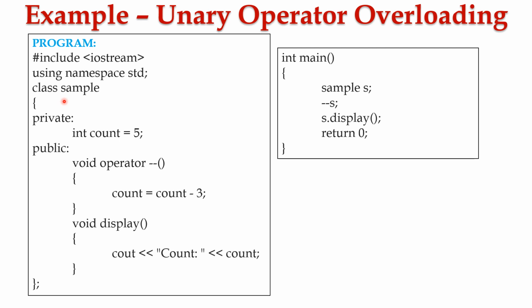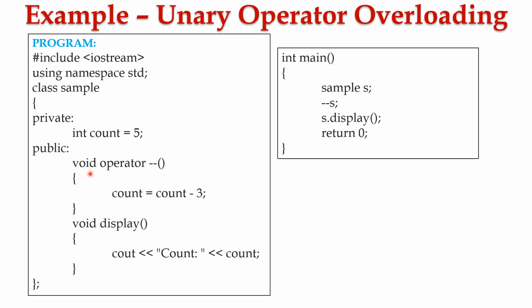First, let me explain the code, then we can see how the code gets executed. So we have defined the class definition for the class Sample. Inside the class, using the private access specifier, we have declared the variable count of integer data type and assigned it the value 5. Next, using the public access specifier, we have defined the unary operator overloading function.